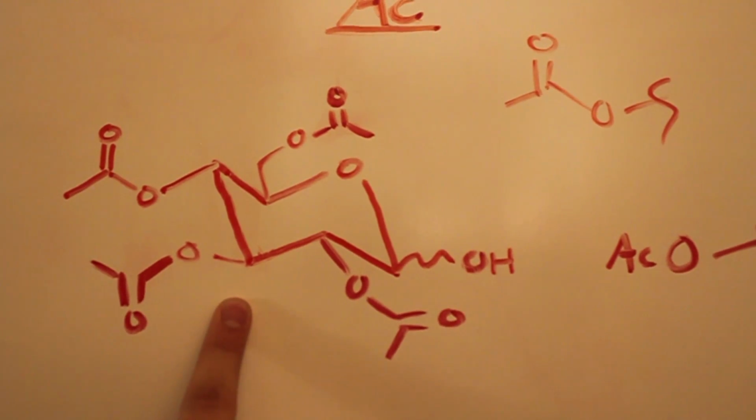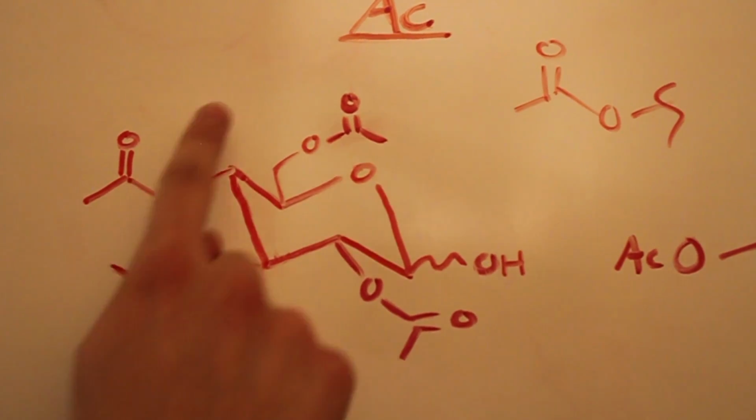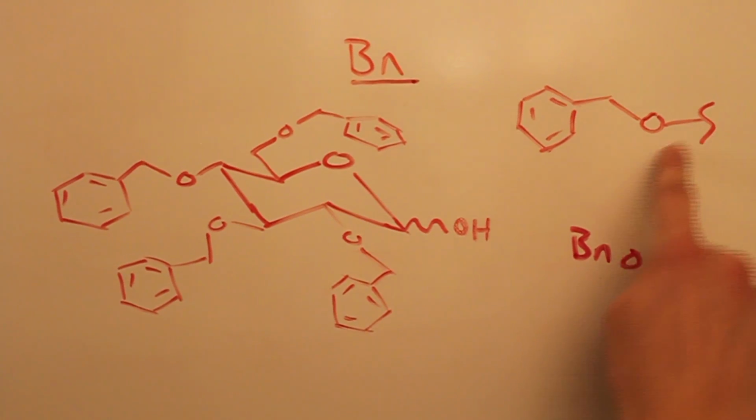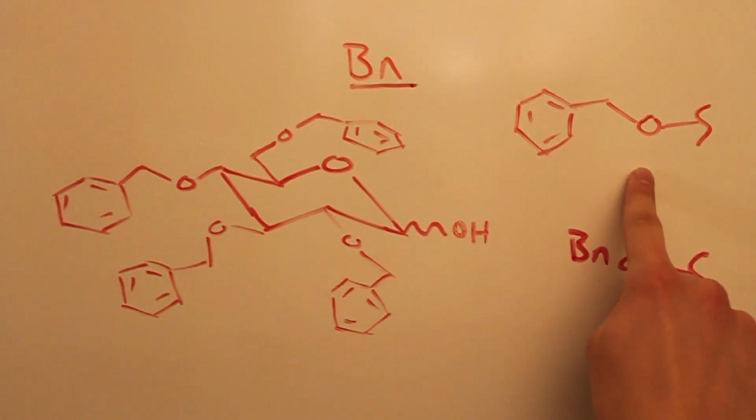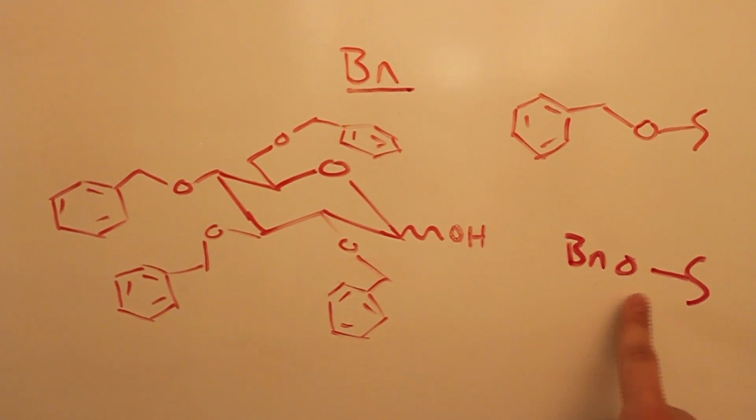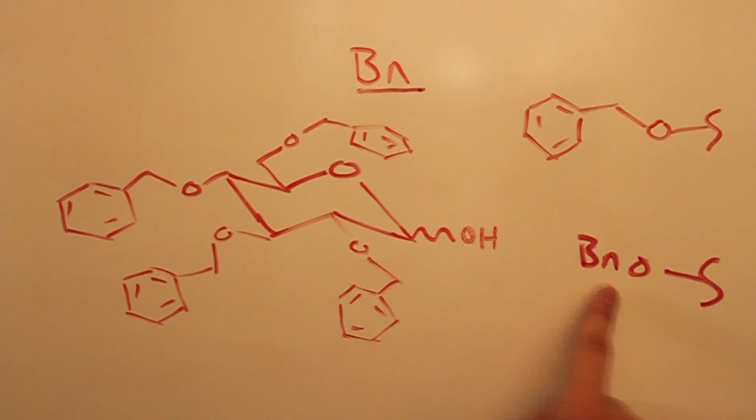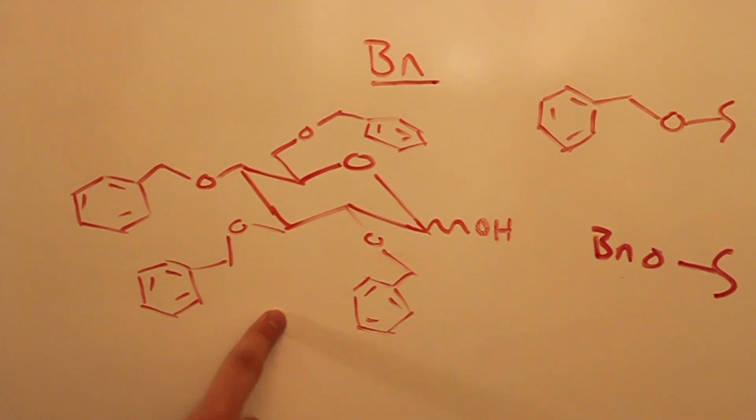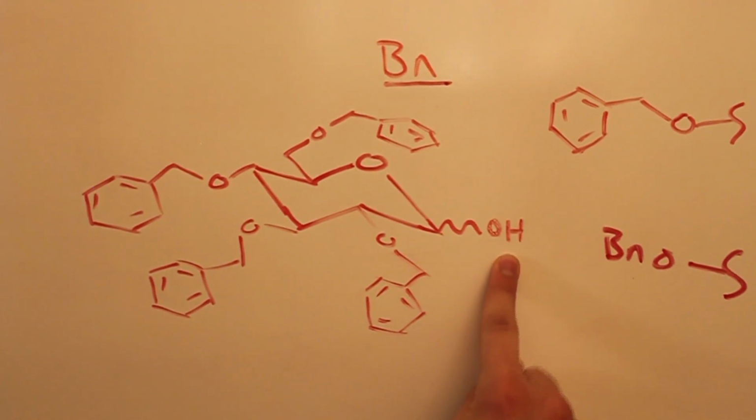Here is a glucose molecule showing protecting groups on all carbons except for the anomeric carbon. Here we see the benzyl ether. This also can act as a protecting group. This can be abbreviated with OBn. This shows a glucose molecule with benzyl ethers protecting all carbons except for the anomeric carbon.